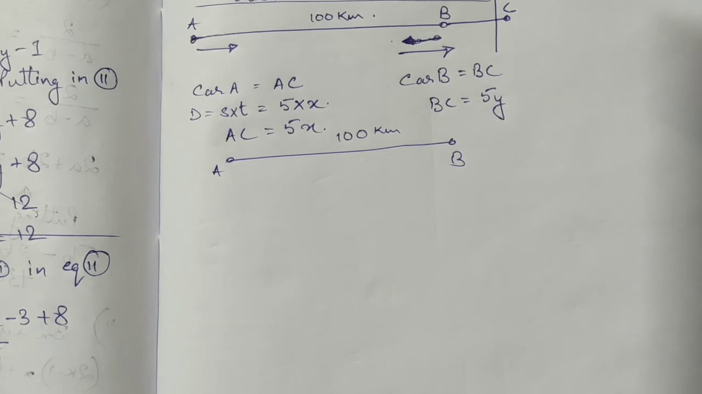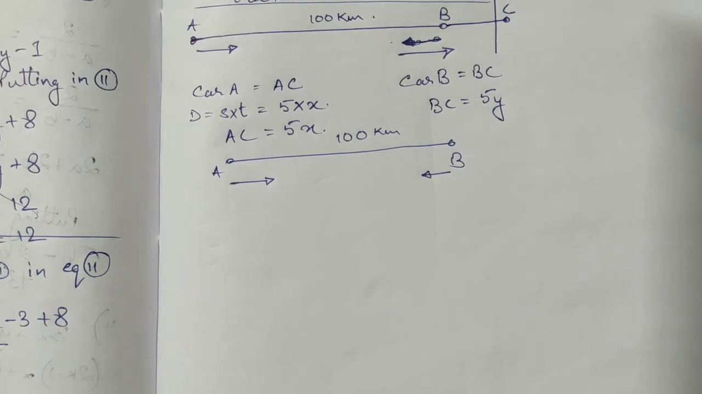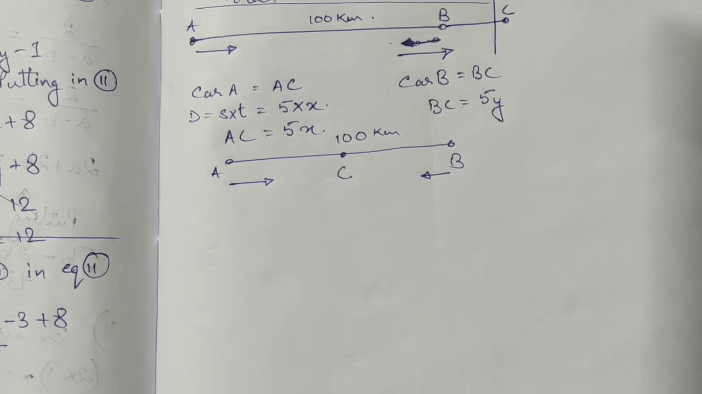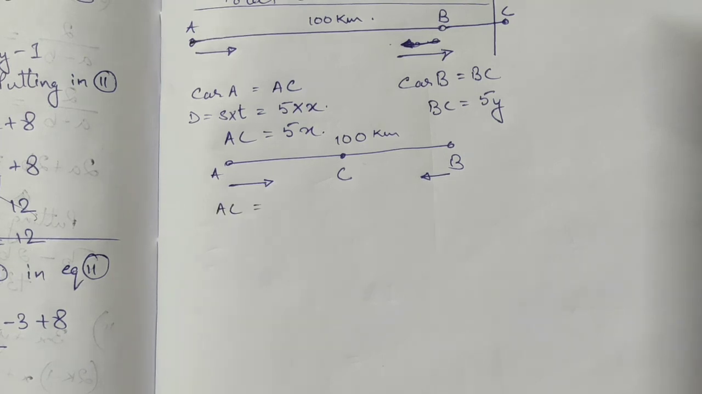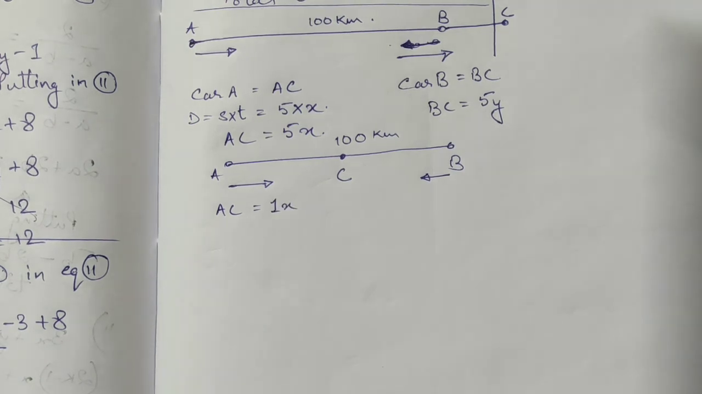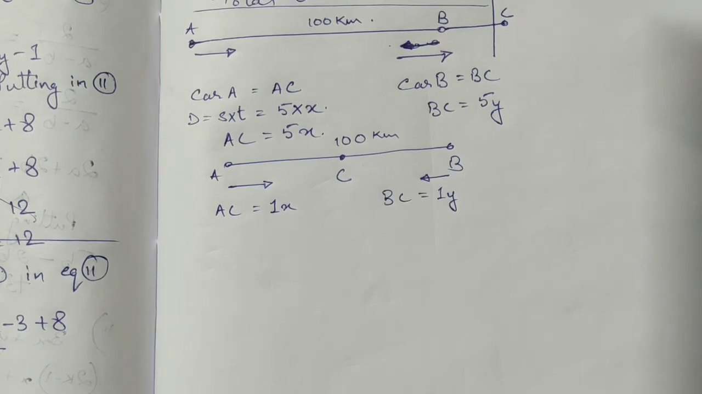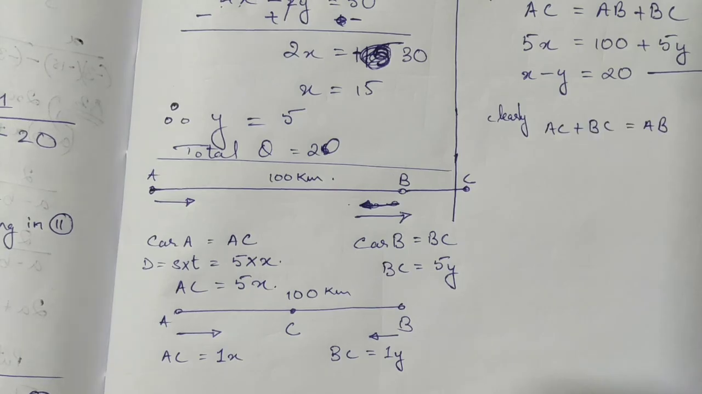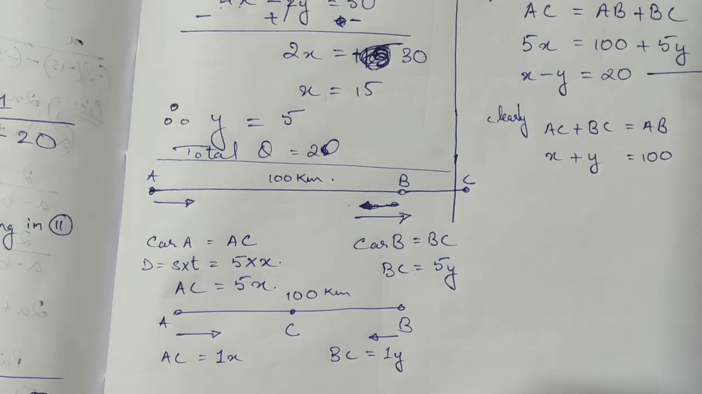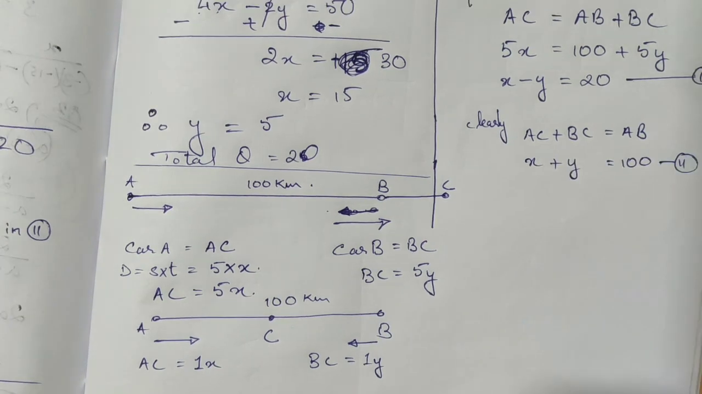Now let's see what the second condition is. If they are in opposite directions and since they are meeting, they have to travel towards each other, right? So they are traveling towards each other, and the meeting point C will be somewhere in between A and B. Now again AC is speed into time, that is speed x, but time taken is 1 hour. So that is 1x and BC would be 1y. Understood? So clearly this time AC plus CB is equal to AB. That means x plus y is equal to 100. And we have got our second equation.